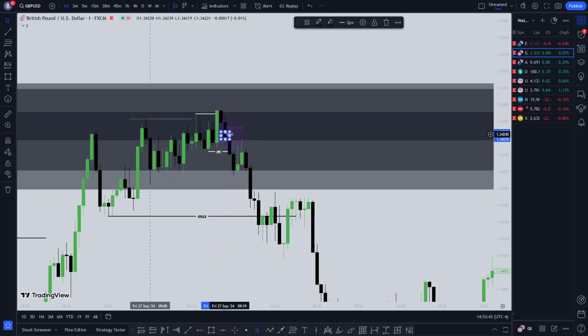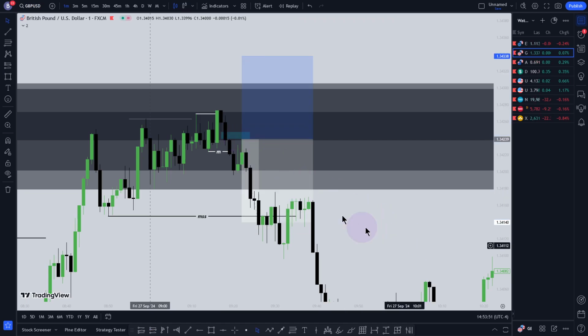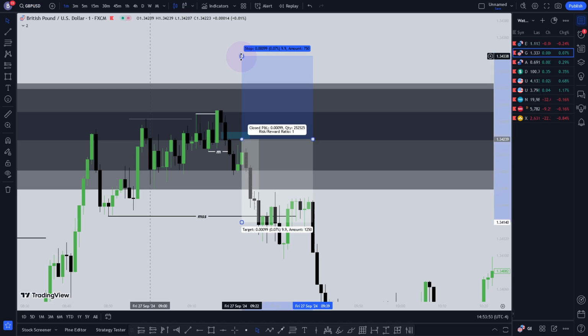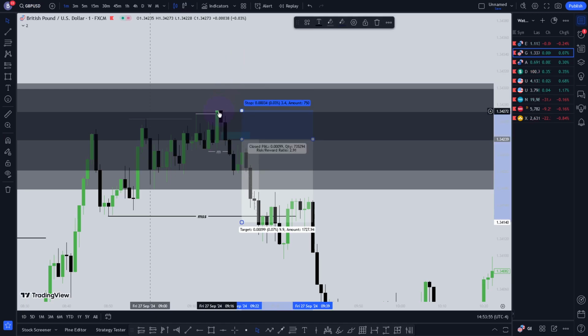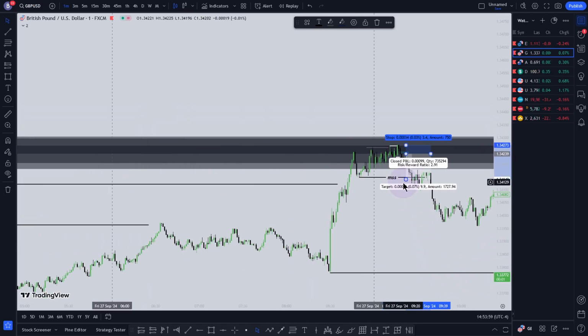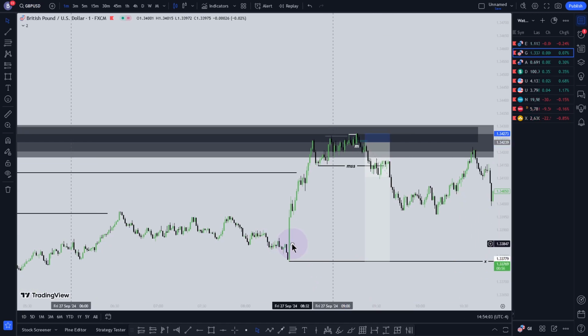We have here I think this thing is called IRL or ARL. So this will be a nice entry because it's in a breaker block and order block. Stop loss at the high. That's 3.4 pips stop loss, and TP1 is 9 AM low, which is already 13R.